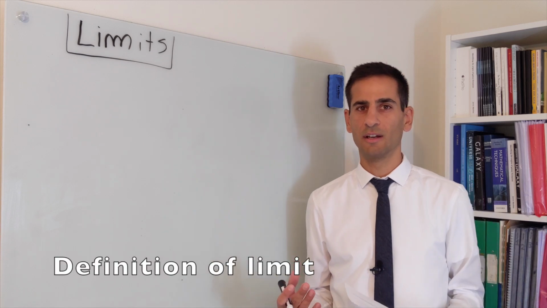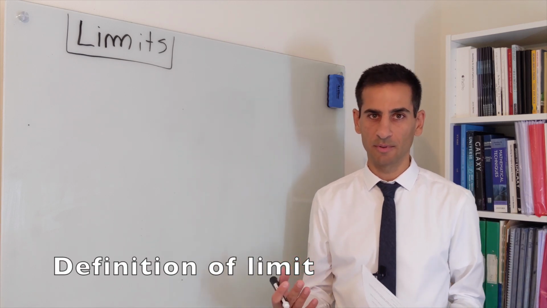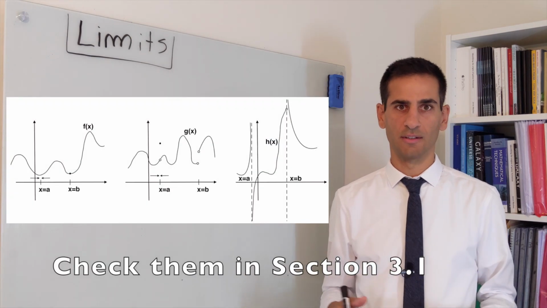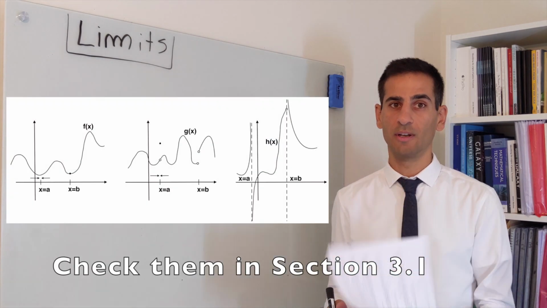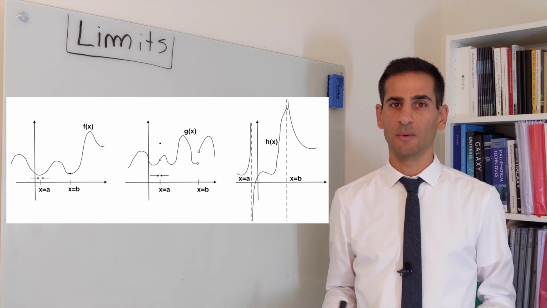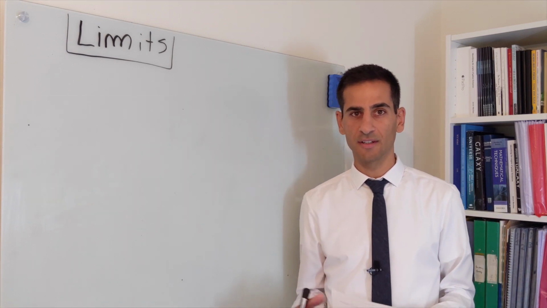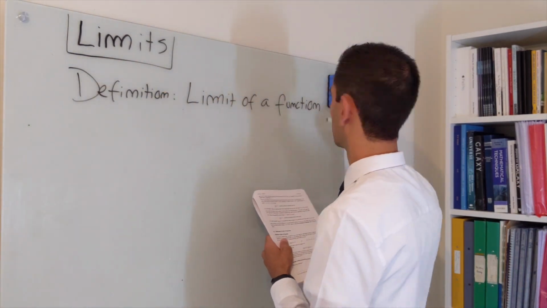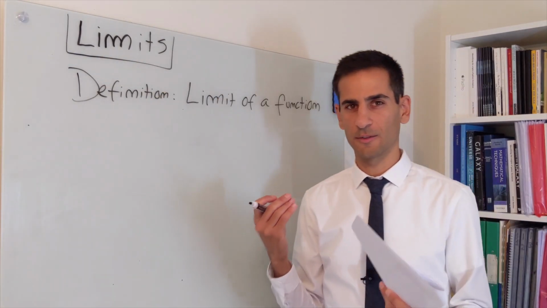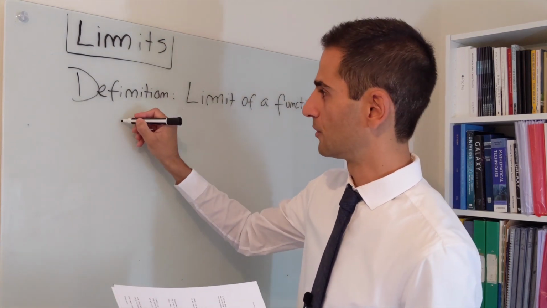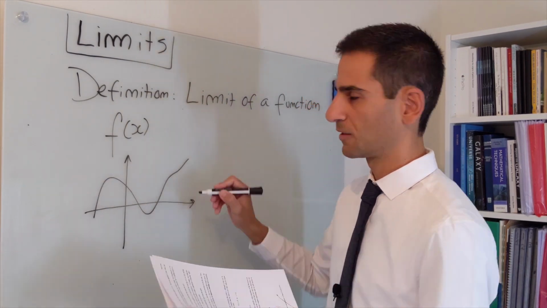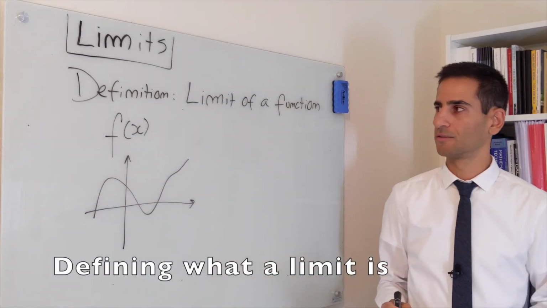We've had a look at some practical examples of 3 different functions that you could find in section 3.1 of the lecture notes. So what we now need is to formalize things mathematically. To make it simpler, let's think of a specific example for a function f of x. So this is just a general curve.